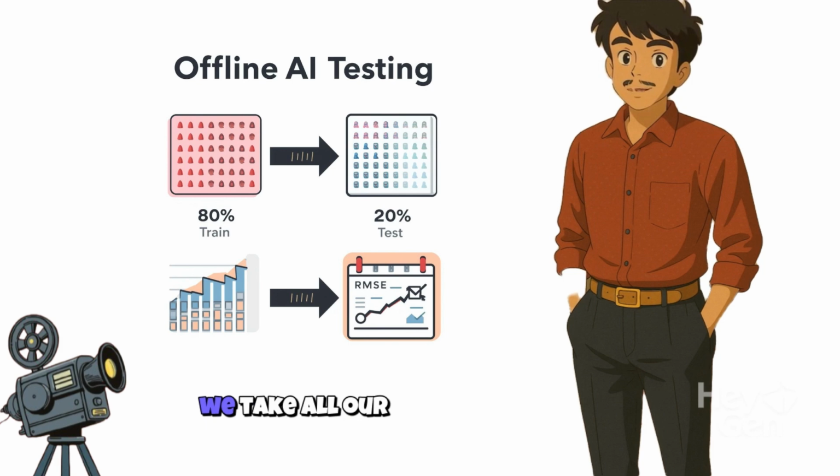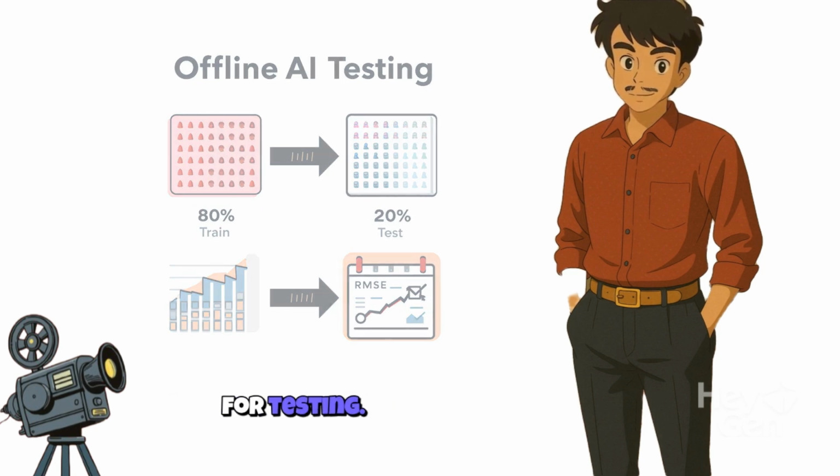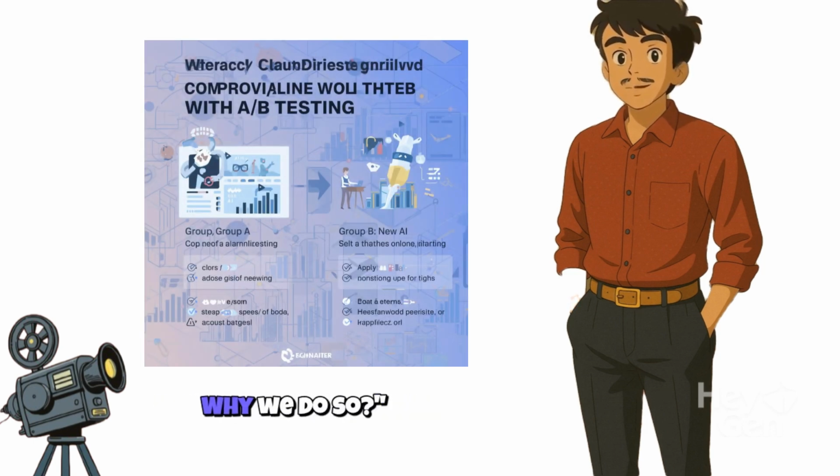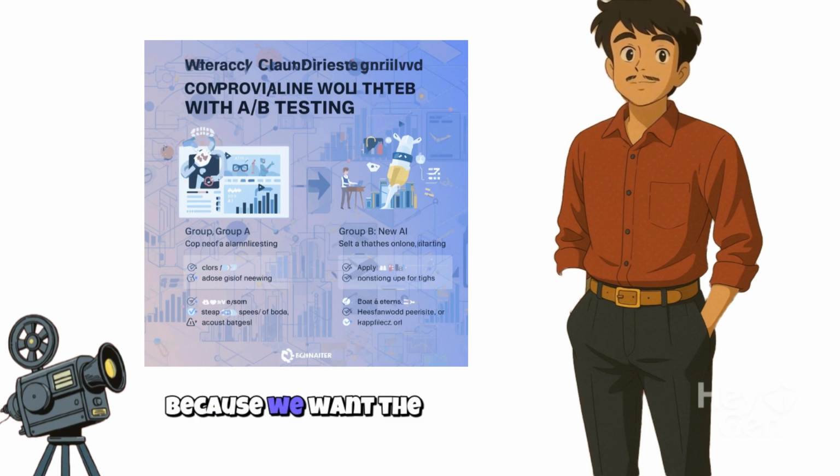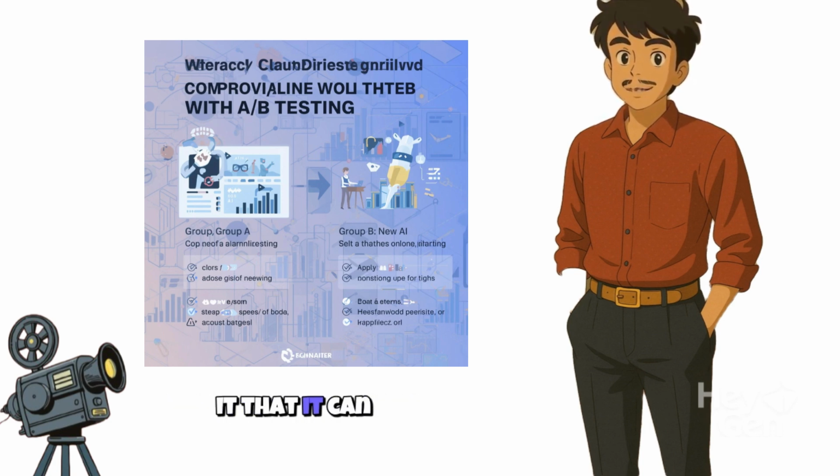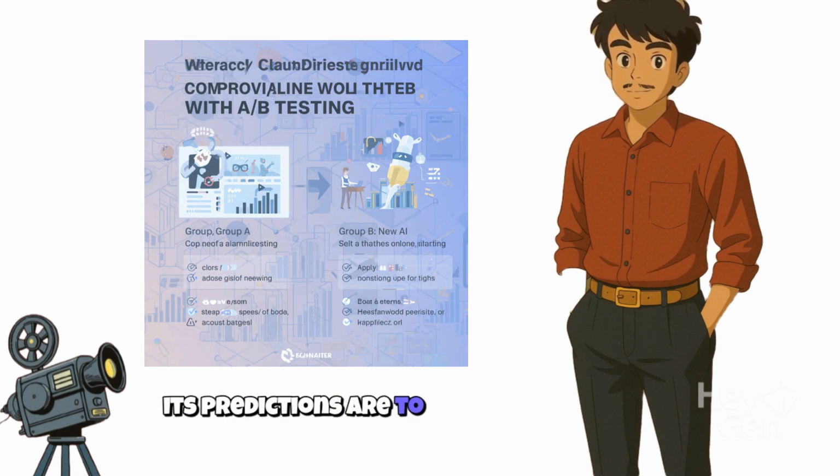What we do is we take all our user product data, we split it into 80% for training and 20% for testing. You might think, why do we do so? Because we want the AI to learn from the past, then prove that it can predict the future. We measure how close its predictions are to reality.